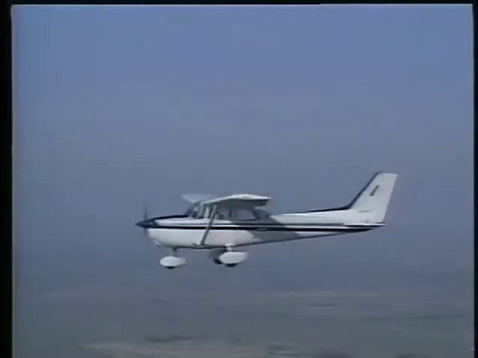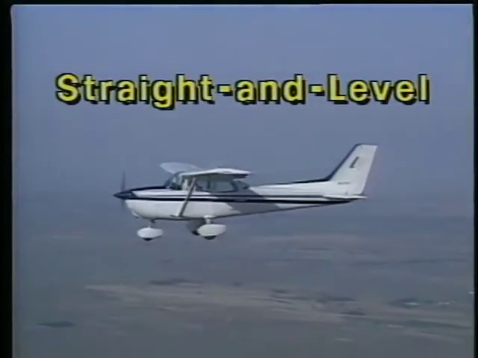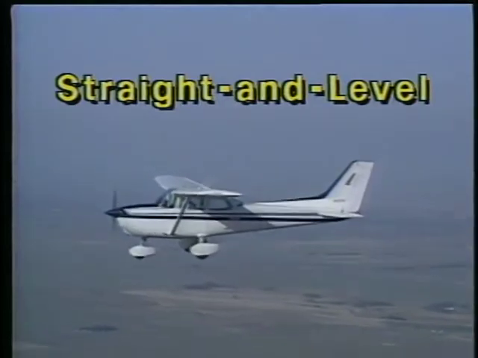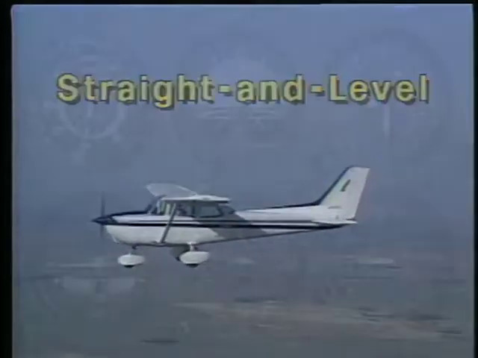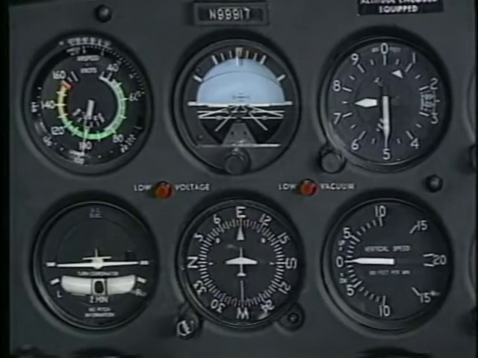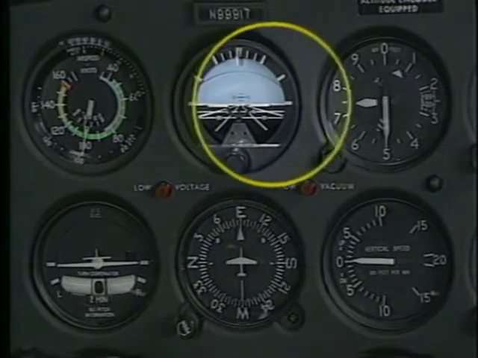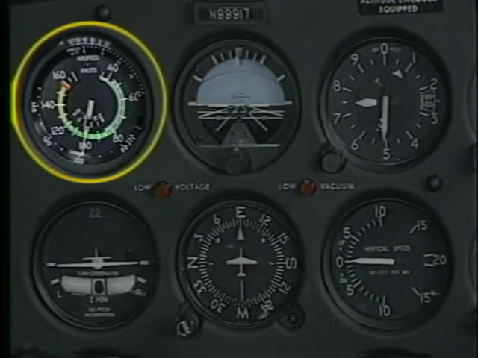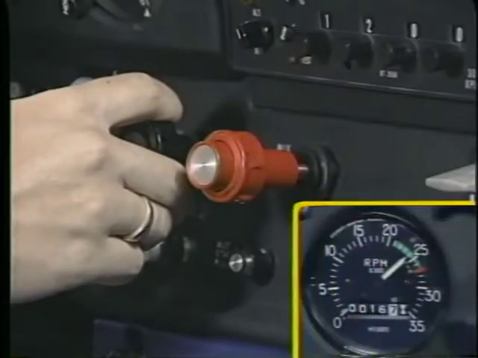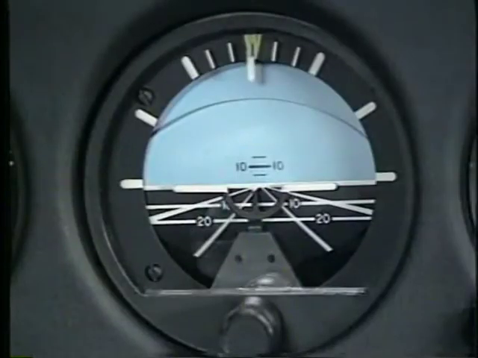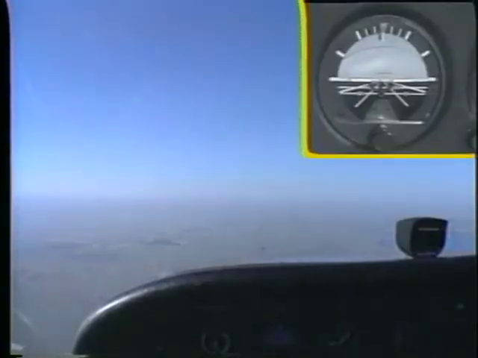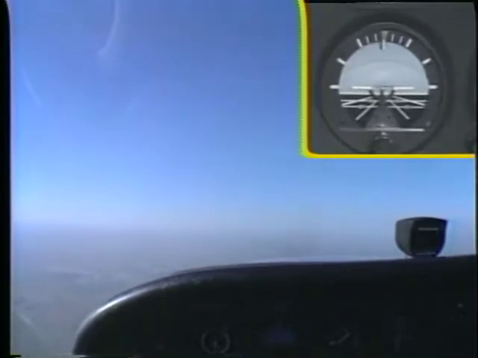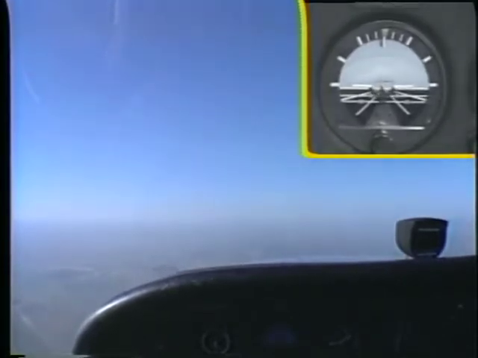You can see that it's important to scan all of the instruments. Let's look at how to maintain straight and level flight by instrument reference. The objective is to fly a predetermined heading at a specified altitude. To help maintain the desired altitude, use the attitude indicator, altimeter, vertical speed indicator, and airspeed indicator. A constant power setting helps to simplify maintaining your altitude. The attitude indicator gives a direct indication of your general pitch attitude. Any changes in pitch, whether up or down, will be detected by the attitude indicator.